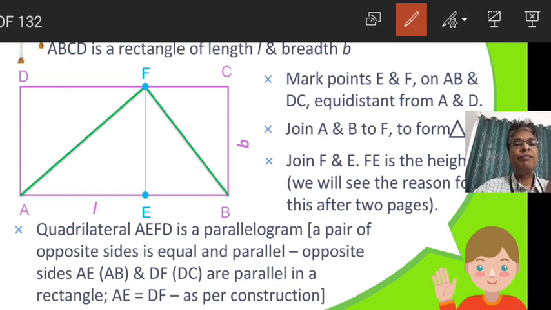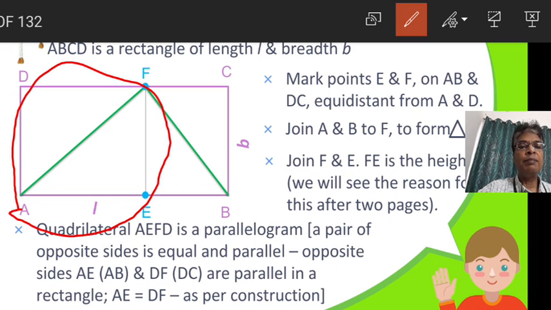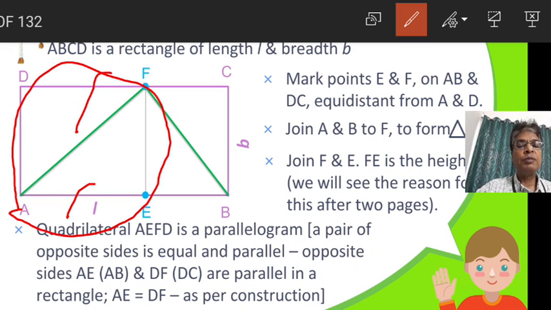AEFD. So AEFD is a quadrilateral. The reason is a pair of opposite sides is equal and parallel. Remember the properties we have seen. Opposite sides AE, which is nothing but AB, and DF, which is nothing but DC. Both are parallel because it's already a rectangle. In rectangle, AB is parallel to DC. Therefore, AE is parallel to DF.